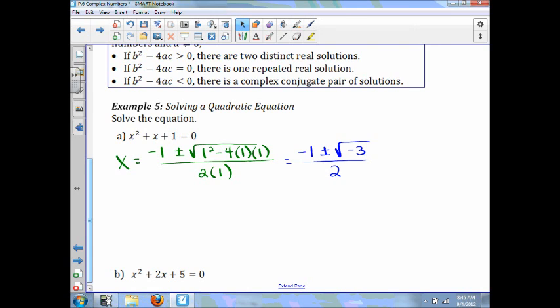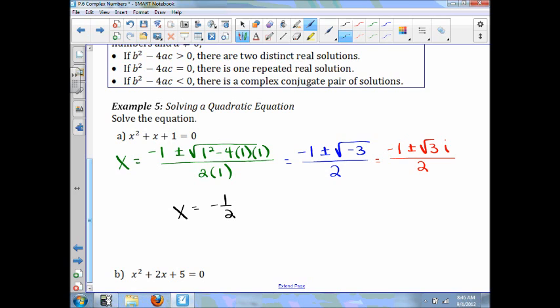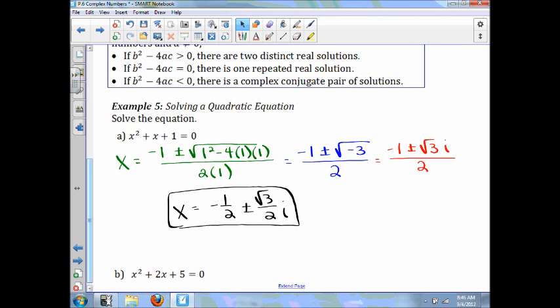So when you simplify this further and take out the negative 3, you'll have a negative 1 plus or minus the square root of 3 i over 2. Finishing this up, x will equal negative 1/2 plus or minus square root of 3 over 2 i. So remember, there are 2 solutions there. It would be negative 1/2 plus the square root of 3 over 2 i, and negative 1/2 minus the square root of 3 over 2 i.